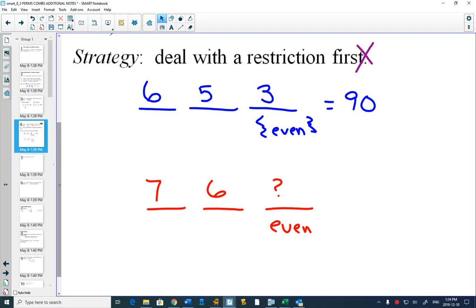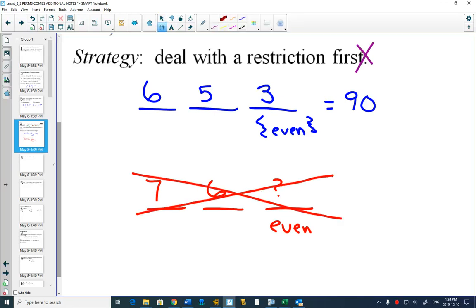But if you deal with the restriction first, say, first of all, I'm going to put a 2, a 4, or 6 here as my last number. That guarantees that it's going to be even. Now how many choices do I have left? Only 6, only 5. So if you have a restriction, you have to deal with the restriction first, because this won't work. You won't be able to put a number in there.